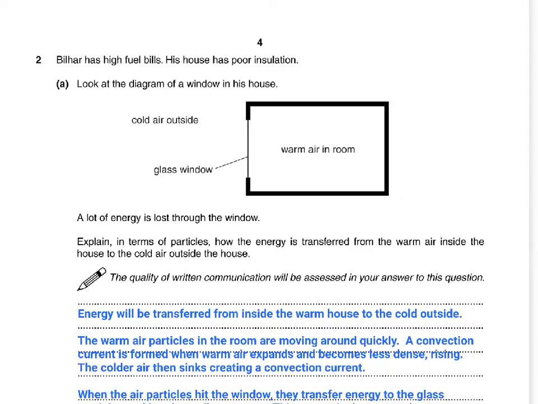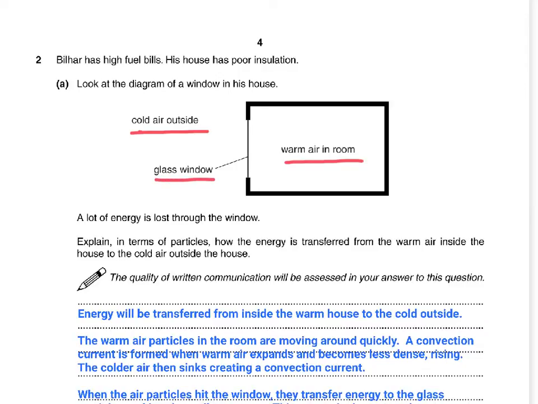Okay, question 2. Bilha has high fuel bills. His house has poor insulation. Question A. Look at the diagram of a window in his house. So you've got basically a box here with the warm air inside the room clearly labelled, cold air outside, and of course the glass window.